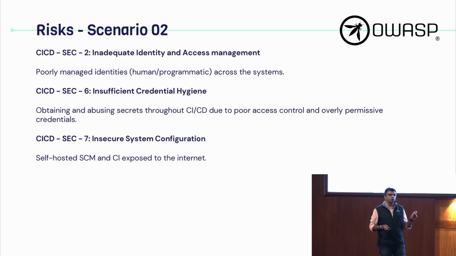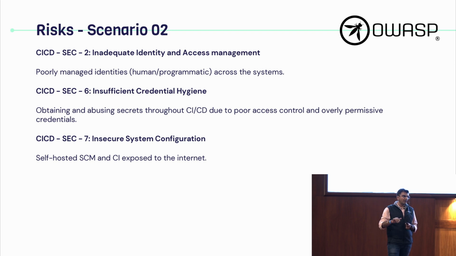Over here, it's also a bit of overlapping with the previous one. Okay, but here the important one is aspect 2, or the risk 2, which is inadequate IAM. Okay, what happened over there? They got access to a dev environment, which should not have been the case in the first place itself. So access control was very poorly managed, irrespective of whether it was programmatic or human, both, because in the dev environment they got access to the human credentials. In the CI/CD environment, they got access to the programmatic credentials.